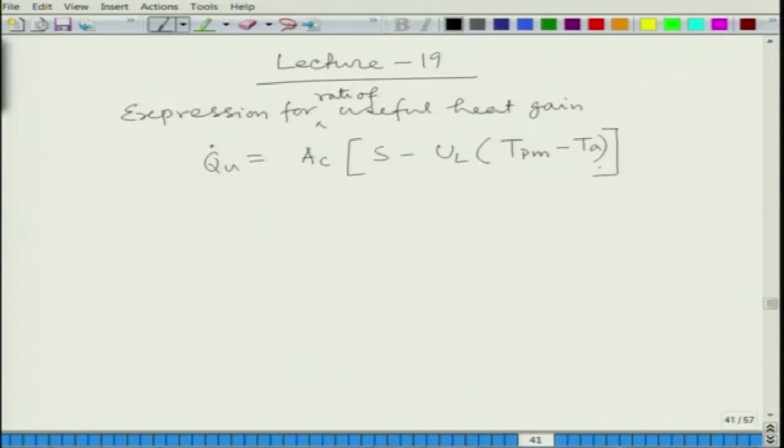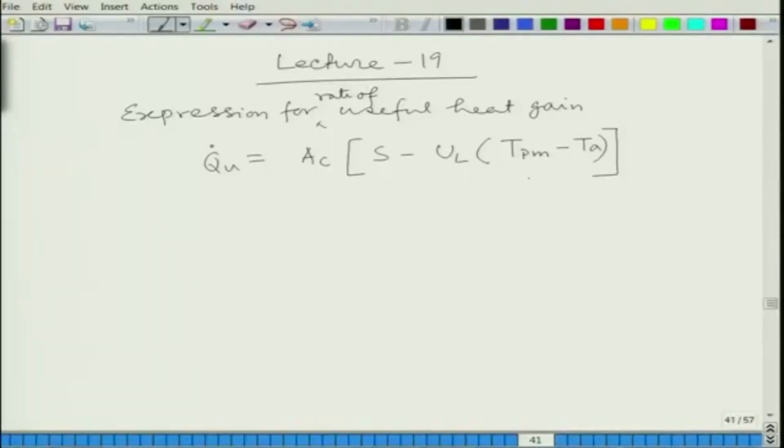This is the most fundamental or most basic expression we started with while we started looking at the flat plate solar collector. But the problem in this expression is this quantity TPM, which is the mean plate temperature, which is rather unknown, we do not know. So that is why we needed to have alternative expressions.